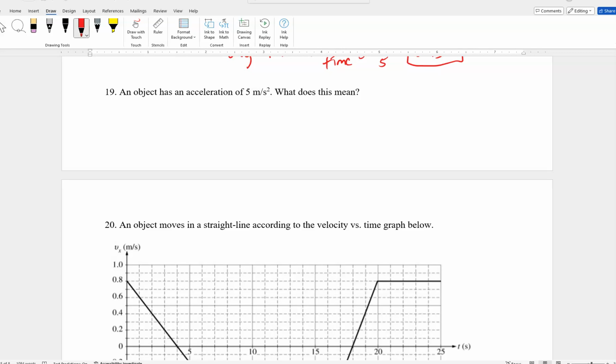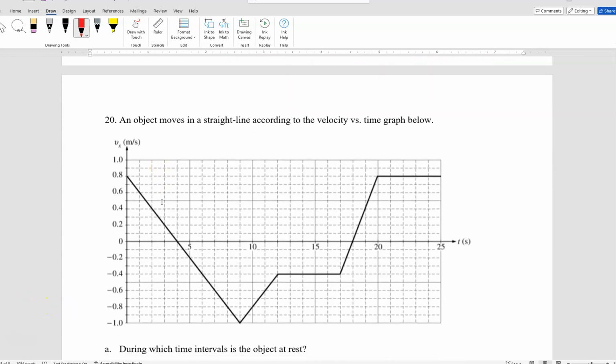What does that mean? It means that every 1 second, its speed or velocity increases by 5 meters per second. So it's like every second, an object's speed goes to 5, another second goes to 10, another second goes to 20. It does not mean that every second it goes 5 meters. That would be a constant speed. It's a very common mistake.